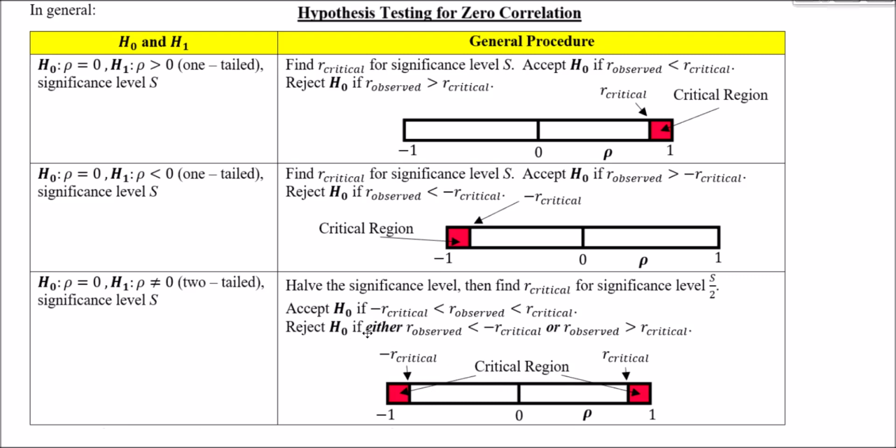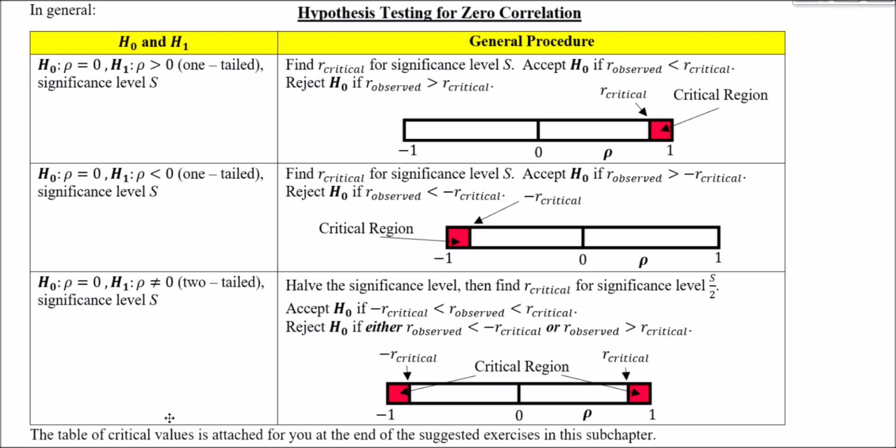You'd only reject H0 if your observed value is smaller than minus the critical value, so somewhere down here, or you'd reject it if your observed value for R is higher than the positive critical value, which would be somewhere here. This will make more sense when we apply it with some worked examples.